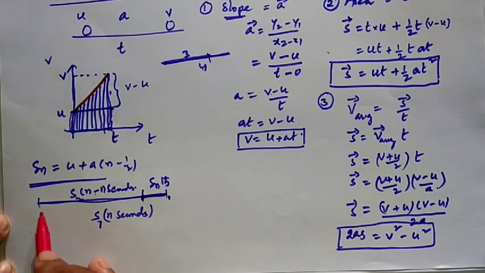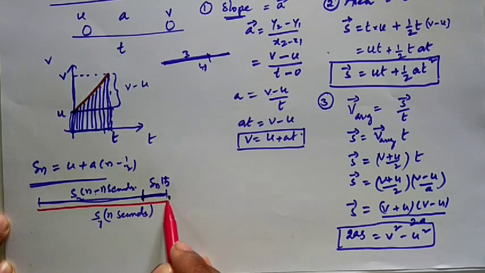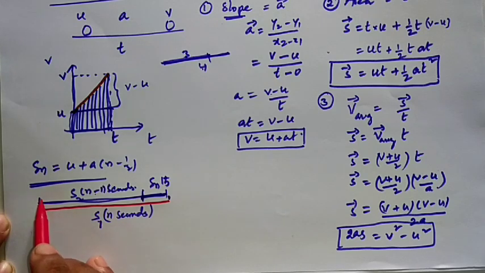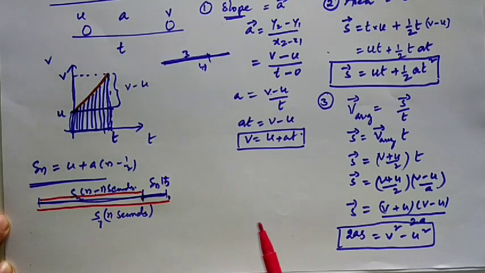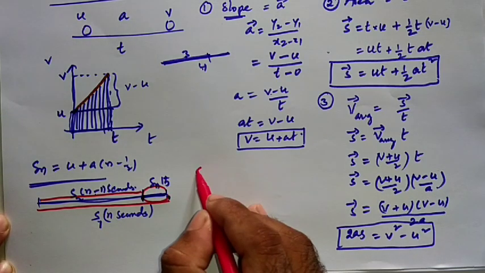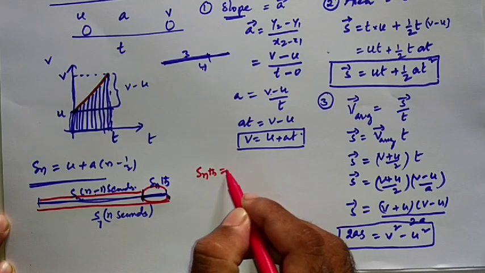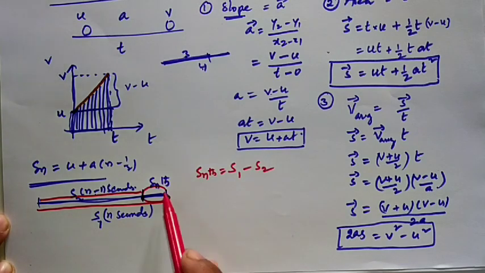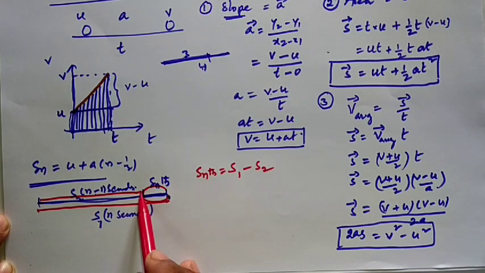Now this is the total distance traveled in n seconds, S1, and this is the total distance traveled in n minus 1 seconds. Then what about the distance traveled in the nth second? How do I get that? S nth is equal to S1 minus S2. Can I write that?